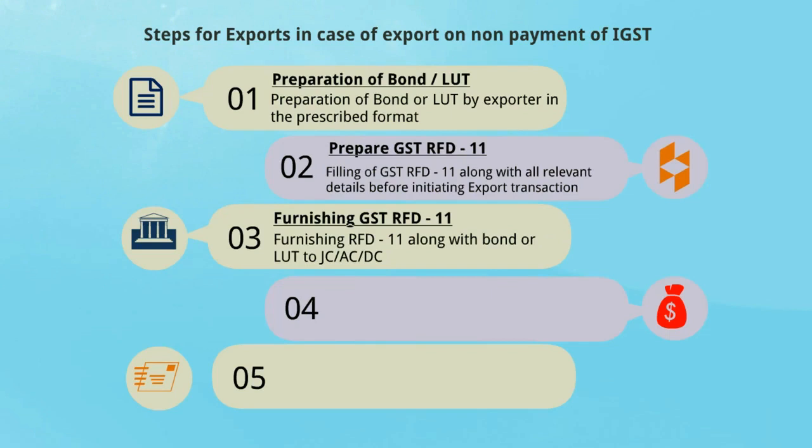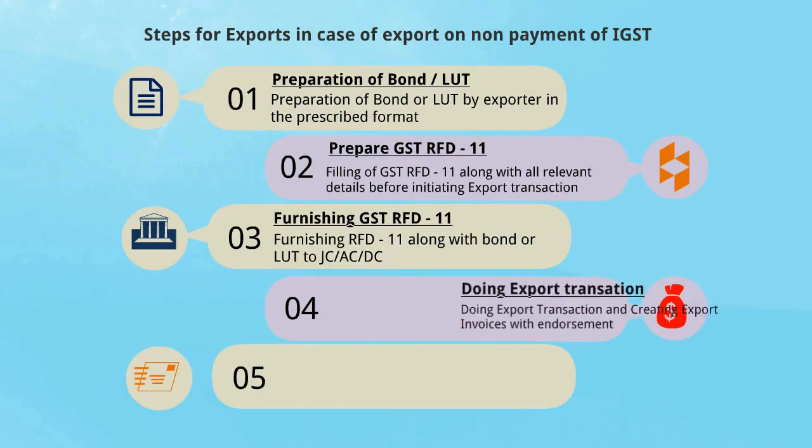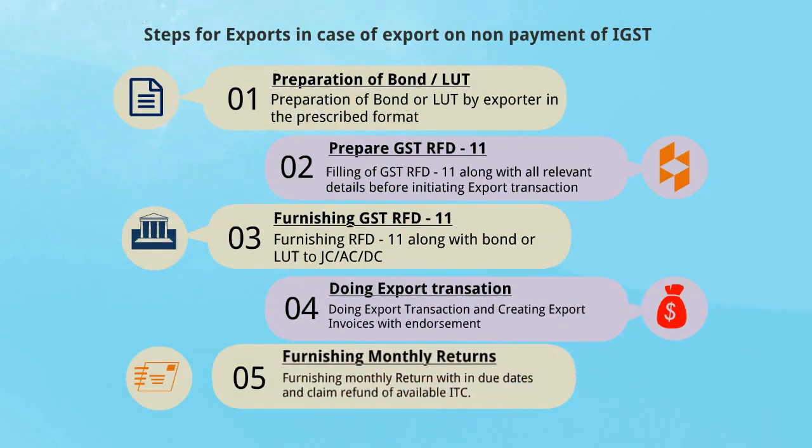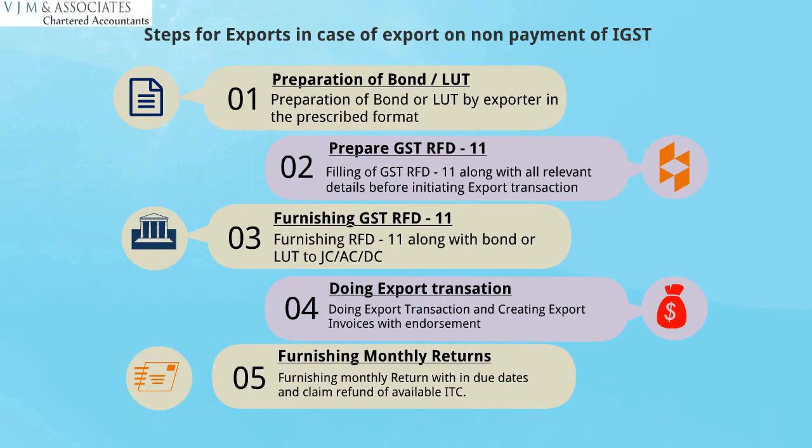Step 4. Doing the export transaction. Do the export transaction and create export invoices with endorsement. Step 5. Furnishing monthly return. Furnish the monthly return by the due dates and claim refund of available ITC.